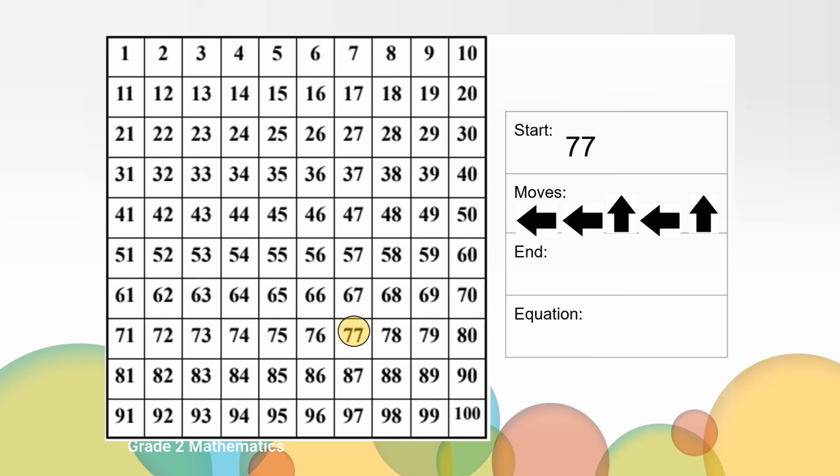Let's play one more round. I started at the number 77. I went left, left, up, left, then up. What number did I land on?